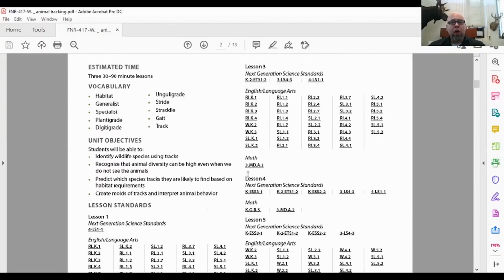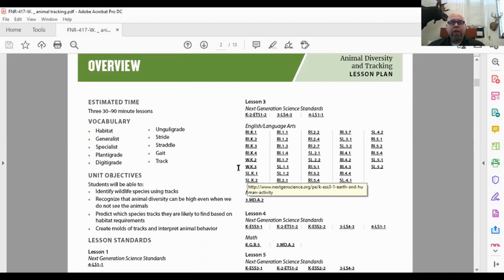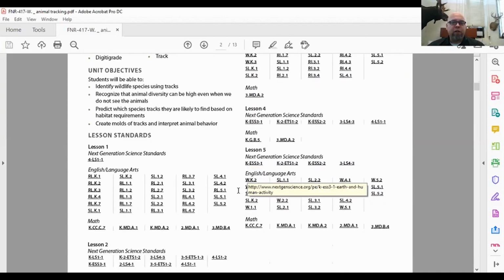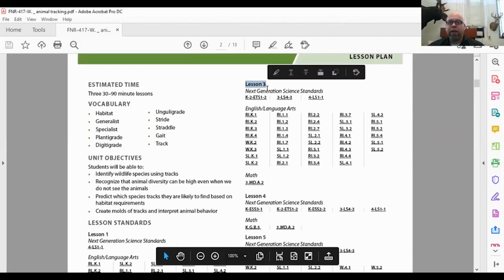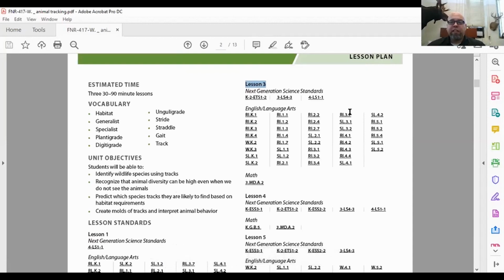So when we're looking at this overview of our unit, I want to point out that we have each of our lessons pulled out, and within each of the lessons, all the different types of standards across subject areas. So let's focus on lesson 3, which is indoor track casting. You can see that we use Next Generation Science Standards, and these are actually hot links. So here we have a Next Generation Science Standard for 4th grade. If you were to click on that hot link, it would take you right to the DOE website and show you which exact particular standard is addressing the concepts therein.